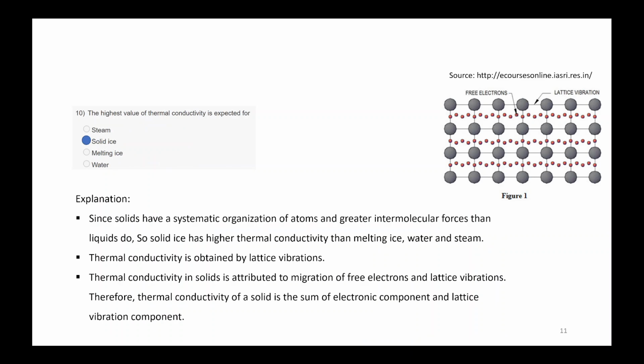The 10th question is the highest value of thermal conductivity is expected for. So we know that for solids it is highest. So for solid ice, there will be the presence of phonons as well. So this will be showing the highest thermal conductivity.